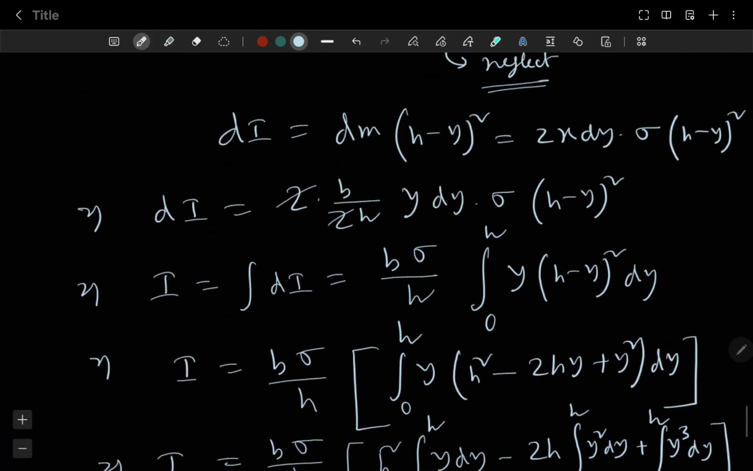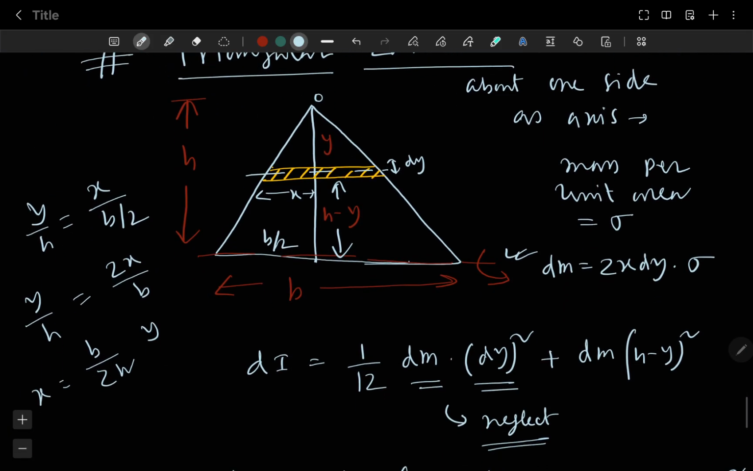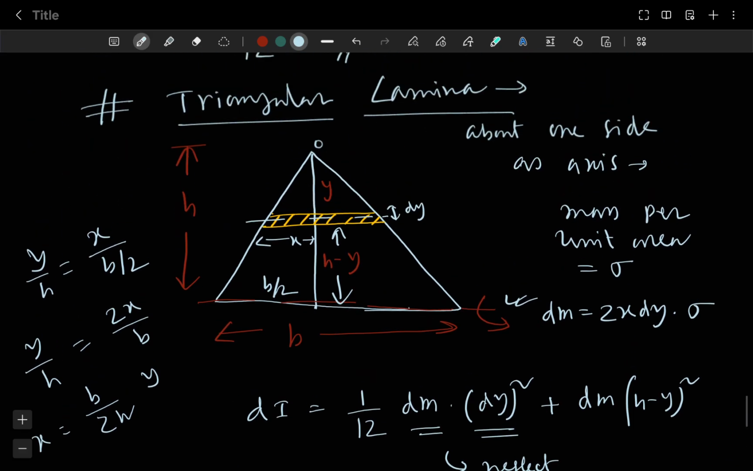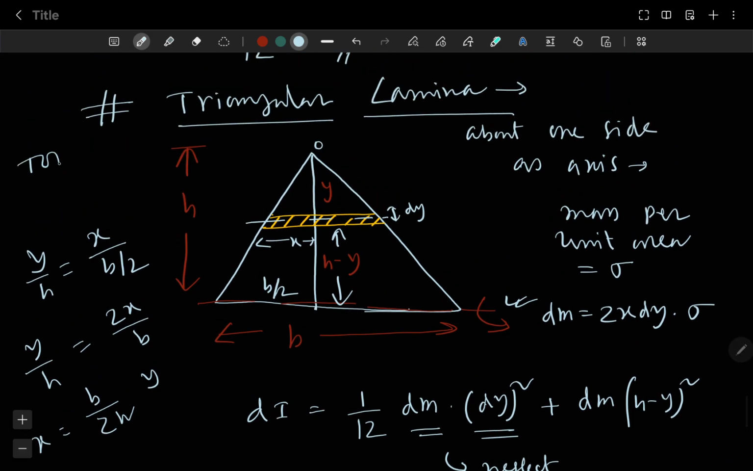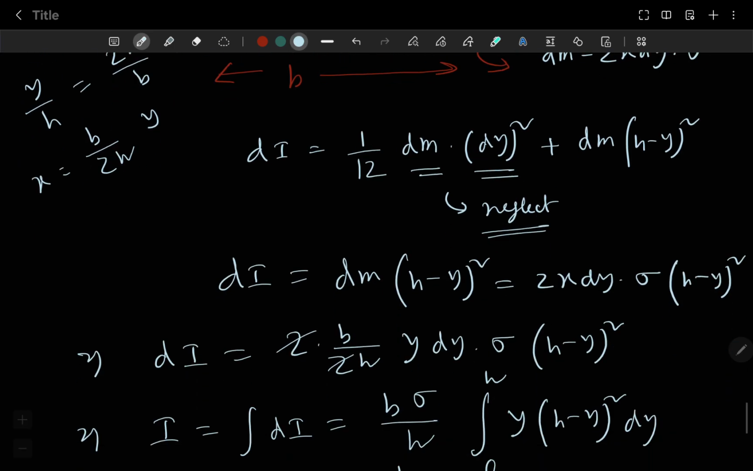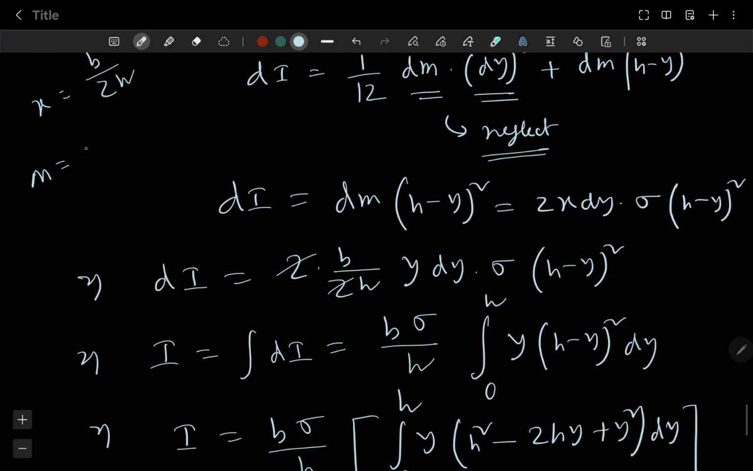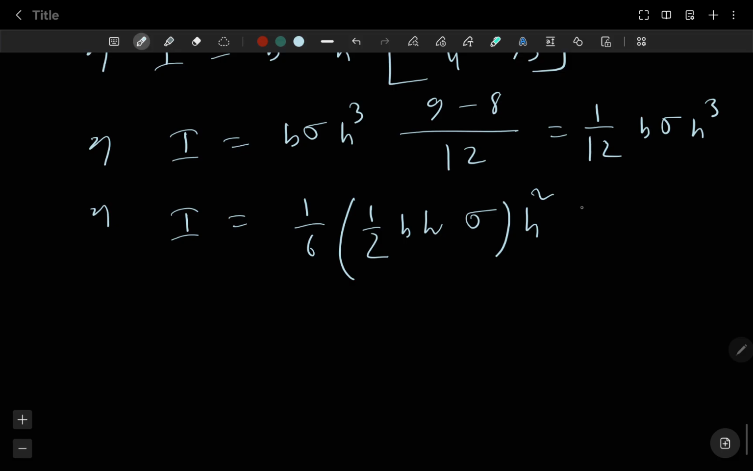Now let the total mass of this lamina be m. So m is certainly the total area into mass per unit area sigma. So m will be half base into height, half bh, the total area, into sigma. So it will be I equals 1 by 6 m h square. Okay, the moment of inertia.